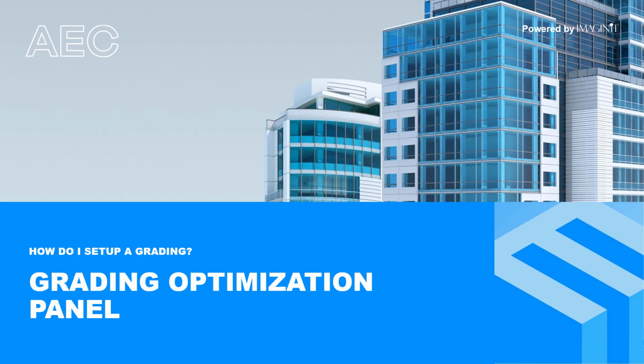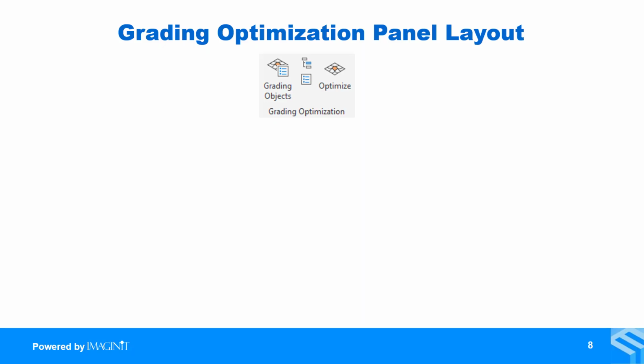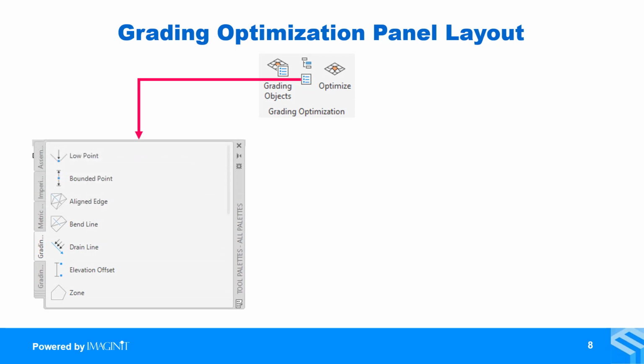So how do I set up grading optimization, and what is the interface? Well, the grading optimization panel, once you launch it, has a few different buttons associated with it. If I click the Grading Objects button, it turns on both of these two panels. The first one is the tool palette, where all of the definitions of the grading objects are located. So I use this, and I could also just open up tool palettes directly, but I use this in conjunction with the specific types of objects.